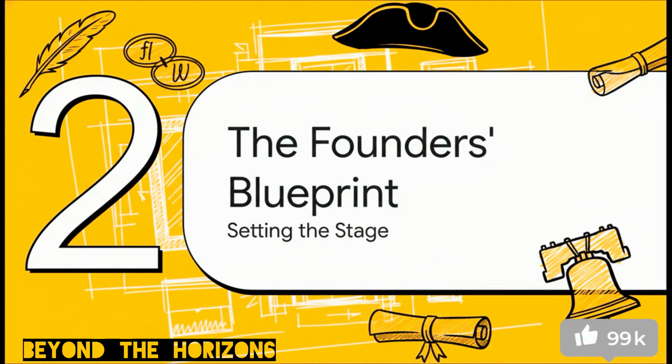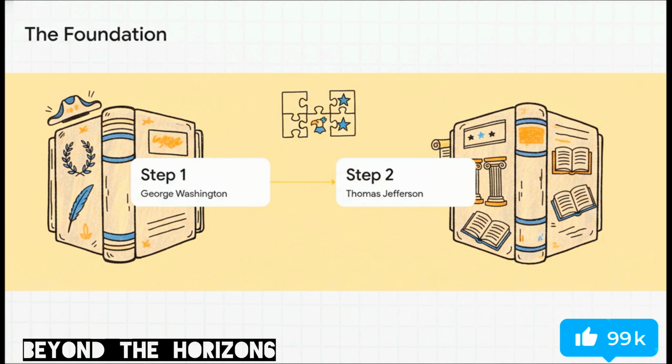Okay, so to solve any puzzle, you have to start at the beginning. And the first two names on our list, well, they are not there by accident. They represent the foundation, the original blueprint that everything else was built on top of. And of course, those first two are George Washington and Thomas Jefferson. You can think of them as the bookends of that founding era. Each one gave us a really crucial, and actually very different, piece of the presidential puzzle.